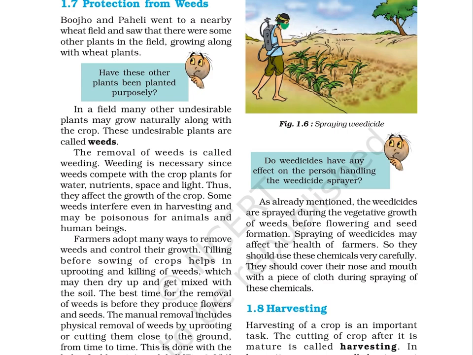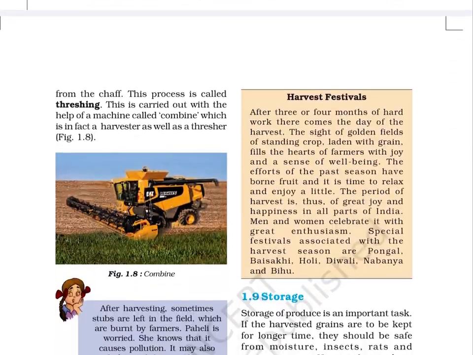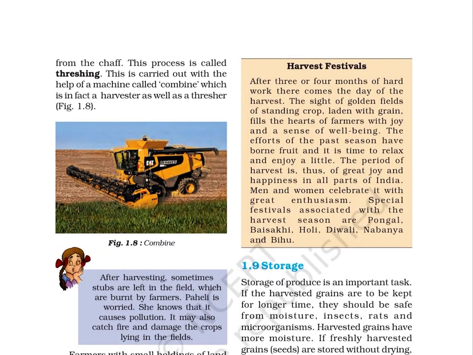1.8 Harvesting. Harvesting of a crop is an important task. The cutting of crop after it is mature is called harvesting. In harvesting, crops are pulled out or cut close to the ground. It usually takes 3 to 4 months for a cereal crop to mature. Harvesting in our country is either done manually by sickle, please see figure 1.7, or by a machine called harvester. Figure 1.7 shows a sickle. Page 11. In the harvested crop, the grain seeds need to be separated from the chaff.